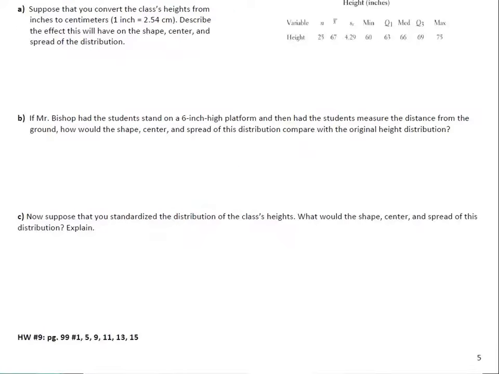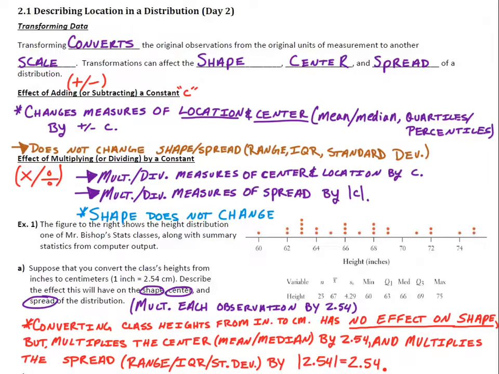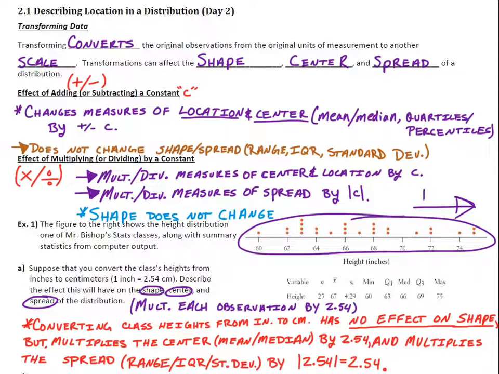So looking ahead for Part B. If Mr. Bishop had the students stand on a 6-inch high platform and then had the students measure the distance from the ground, how would the shape, center, and spread of this distribution compare to the original height distribution? So that's from the ground to their head, actually, right? Everyone stands on a 6-inch high platform, so now you're 6 inches taller than you were before. What's the new distribution look like? Well, we should be able to take those dots. If I can just go back one, we could just take these dots and shift them up 6 units, right? Because everyone stood on a 6-inch high platform. What would that do to the new mean, the new standard deviation, and so forth?